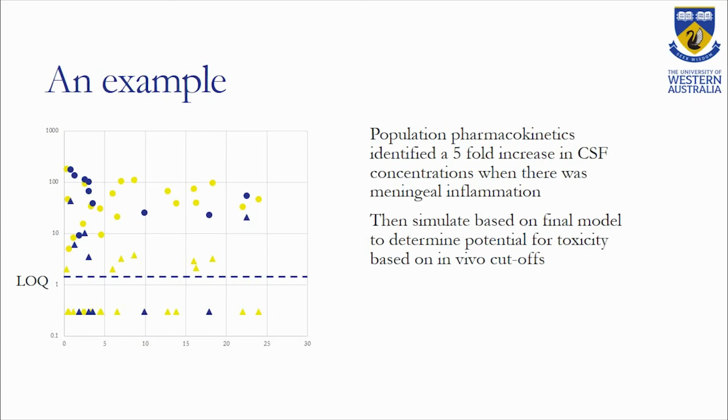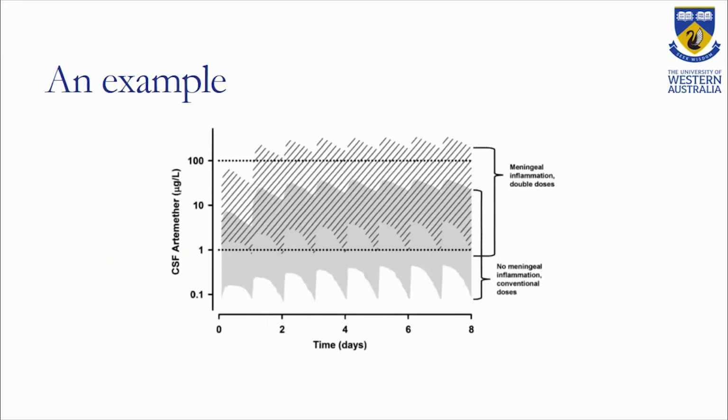And then we simulated based on the final model to determine potential toxicity based on in vivo cutoffs. And I understand that we're really getting away from what we've observed now, and it's really extrapolating, but it's within the limitations of what we were able to do. And this is what we came up with in terms of simulating out. The information then to the clinician is that it's very useful for you to differentiate between meningitis and cerebral malaria, because you're potentially exposing kids with meningitis to higher than acceptable concentrations of artemether. And of course, often they don't get dosed 7 days in a row, so we really went to an extreme example for the simulations.